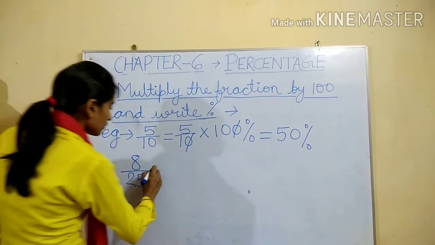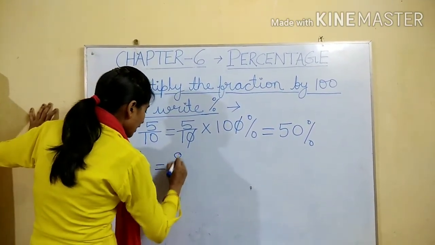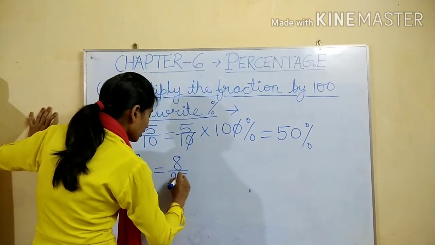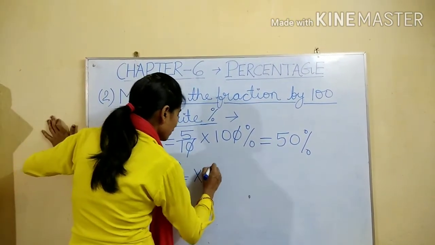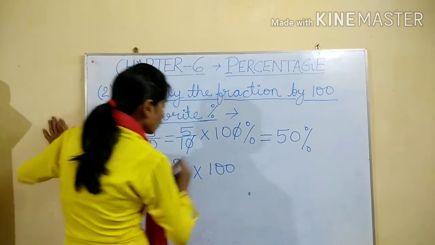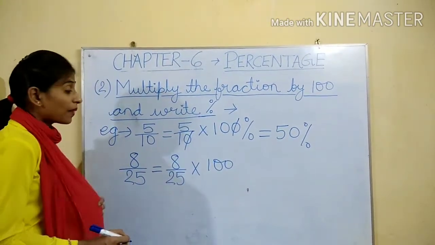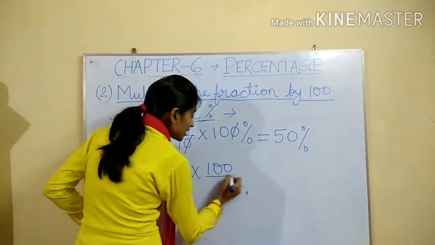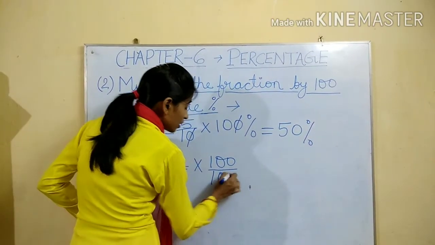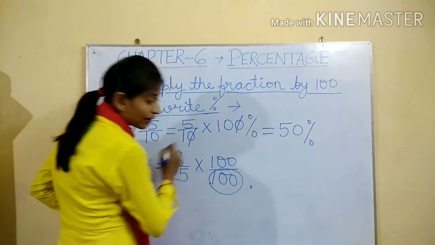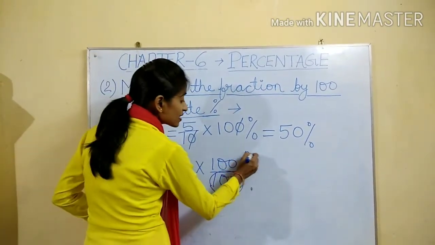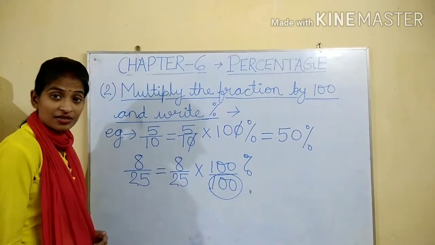25. 8 by 25. Now we will multiply it by 100. We can see it as 100 by 100. So this 100 will be written as percentage.